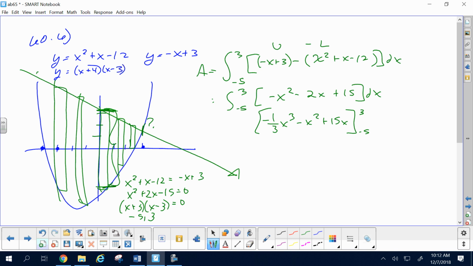When you put in 3, I get negative 27/3 minus 9 plus 45. When I put in -5, I get negative 125/3. No, positive 125/3, right? Because -5 cubed would be negative, but then I also have negative, so that's positive 125/3 plus, nope, slow down there, minus 25 minus 75. Check.